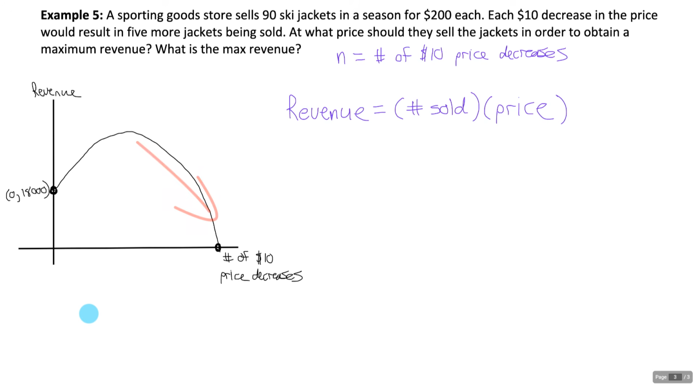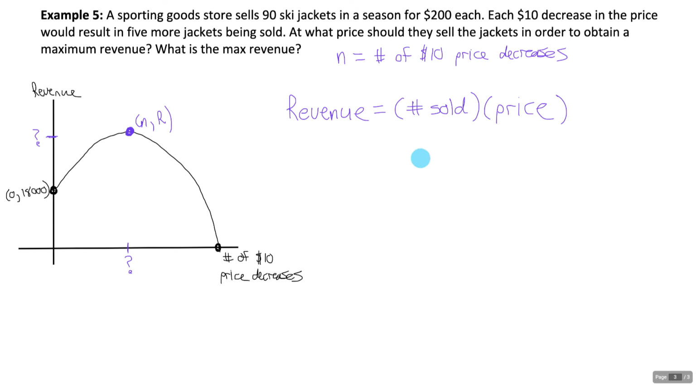What the question wants us to know: at what price should they sell the jackets in order to obtain a maximum revenue, and what is the maximum revenue? So the question is going to be asking us for information about this vertex right here. If we figure out the x-coordinate of that vertex, or in this case, n, the number of $10 price decreases, and the y-coordinate of this vertex, in this case, the revenue.